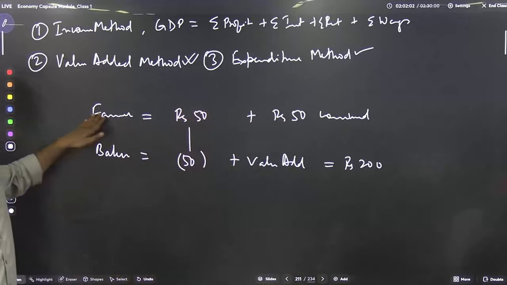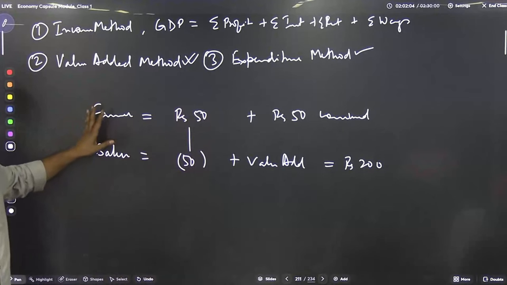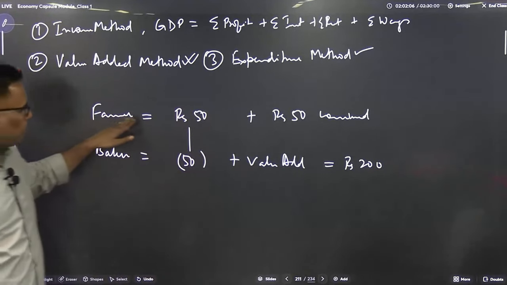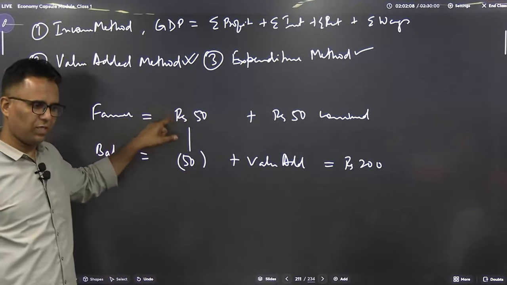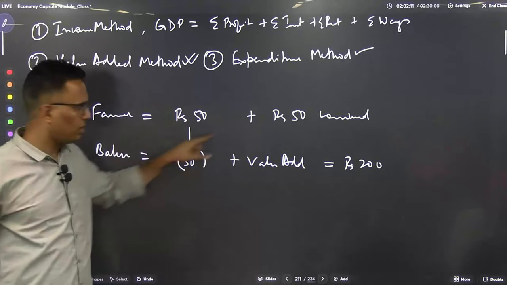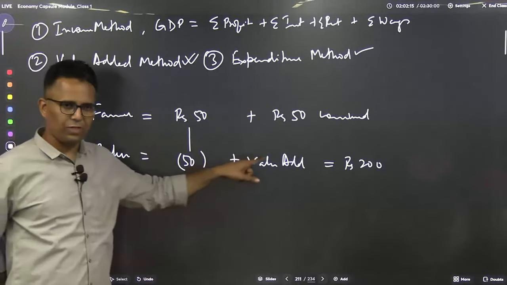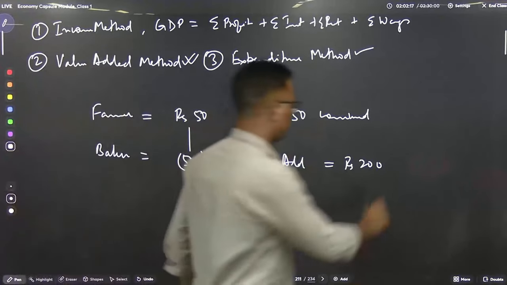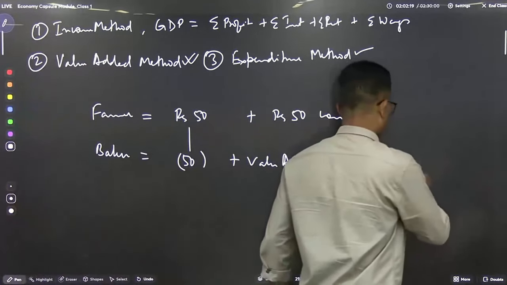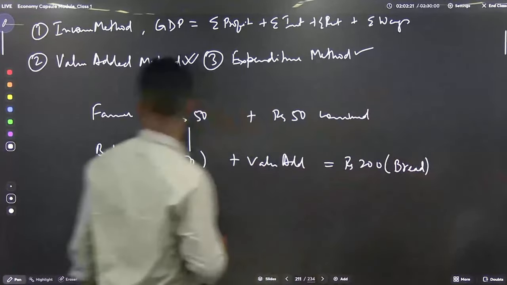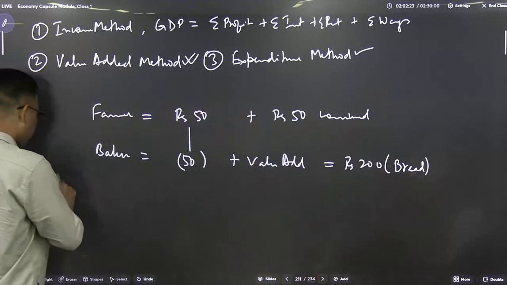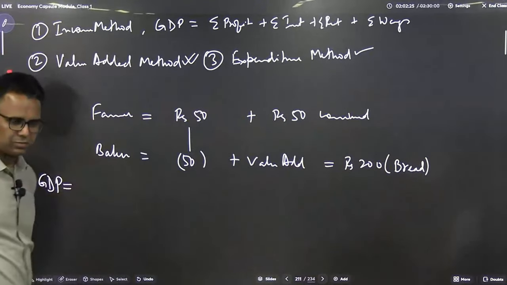Let me just repeat again. Farmer did not use any input, the hypothetical situation. He produced wheat worth rupees 100. 50 he consumed, 50 he sold to the baker. Baker used that 50 rupees wheat, did some value addition, and converted into rupees 200 of bread. Now, GDP by value added method.